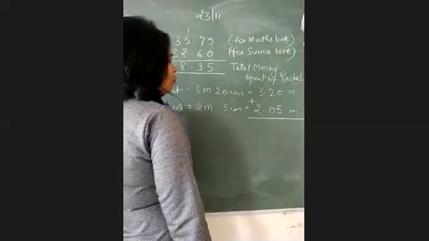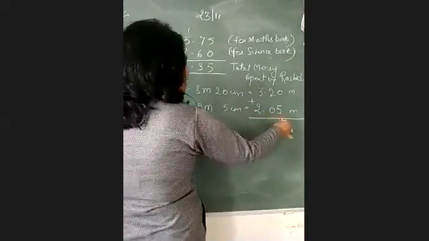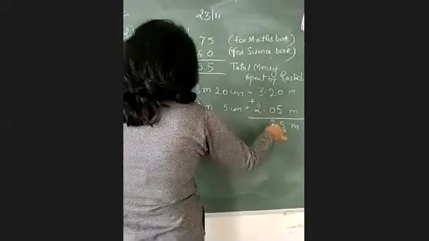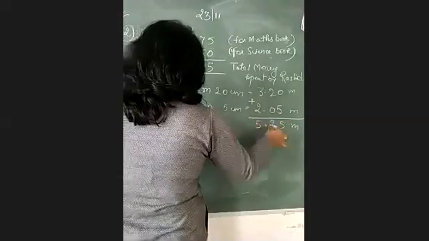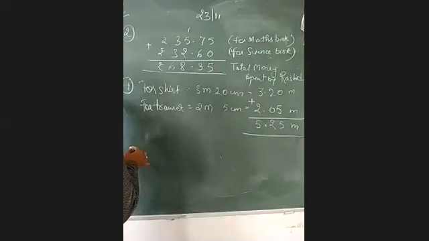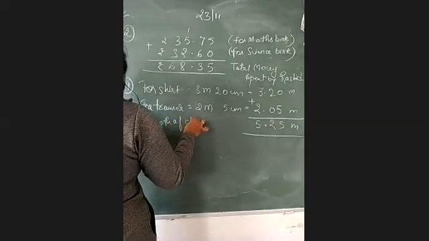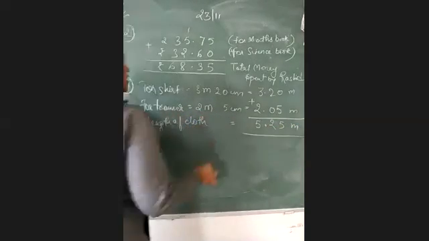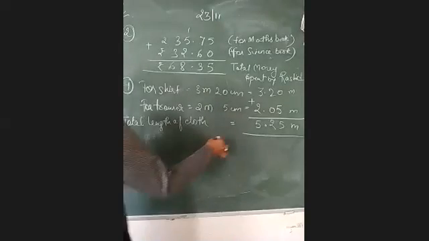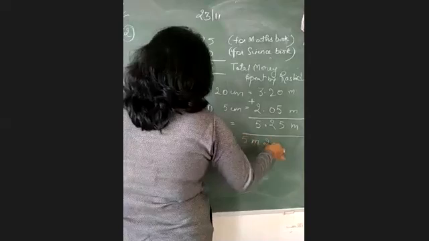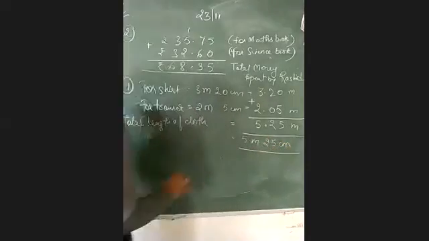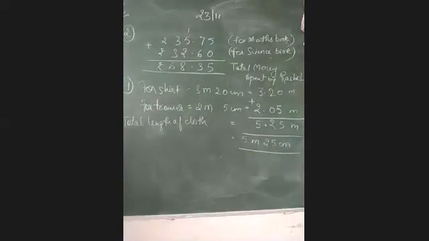Okay. It will not be 2.50, it will be 2.05. Now add it. It will give you 5. It will give you 25, and this will give you 5. Total length of cloth is equal to 5.25, means 5 meter 25 centimeter will be the answer. ठीक है? This was all about question number 4.